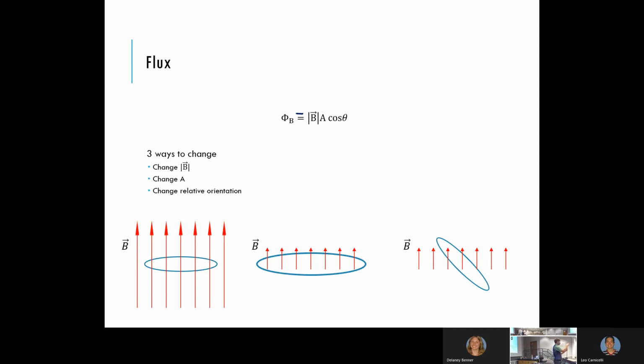Does the area of the loop change? Does the orientation between the magnet and the loop change? Now, what am I changing then? I'm changing the magnetic field strength. Imagine for a second this little spot right there. We'll make a little loop.